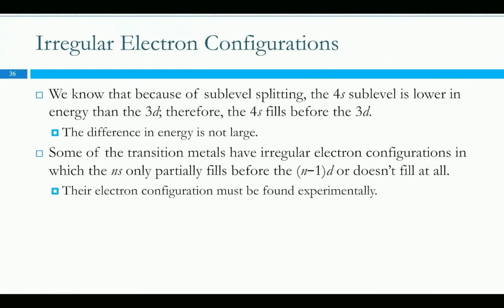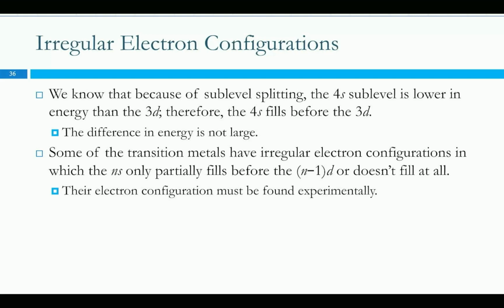Okay. There are some irregular electron configurations. Because of sublevel splitting, which is the phenomenon that sublevels in the same principal shell have different energy levels, rather than all having the same energy level, the 4s sublevel is lower in energy than the 3d, which is why we fill in 4s before the 3d. But they're really close in energy. So where the electrons go depends on some other factors.